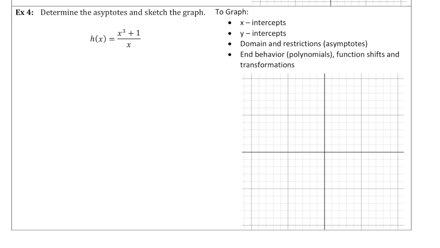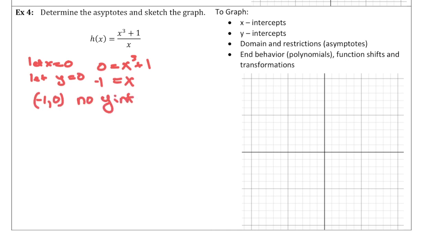Let's take a look at example 4. Once again, we need our x-intercepts and y-intercepts. When we let x equal 0, you can see that there is a domain restriction. So we will not have any points on our y-axis. So next, let's figure out what happens when we let y equal 0, or h of x equals 0. 0 equals x cubed plus 1, which of course tells us that x equals negative 1. And we have our point, negative 1, comma, 0, and no y-intercept.